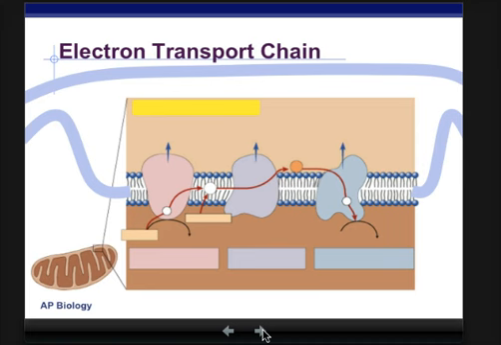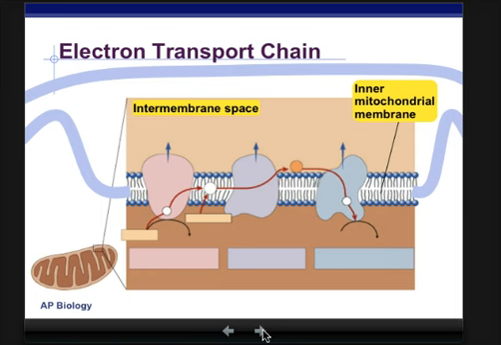All right, so that's just showing you that we are in the inner membrane. And there's the intermembrane space, so that when we're talking about transport across, we're not talking about from the cytosol, we're talking about from the intermembrane space of a mitochondrion. And in here is the mitochondrial matrix.